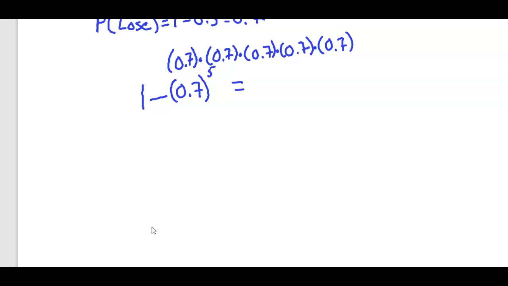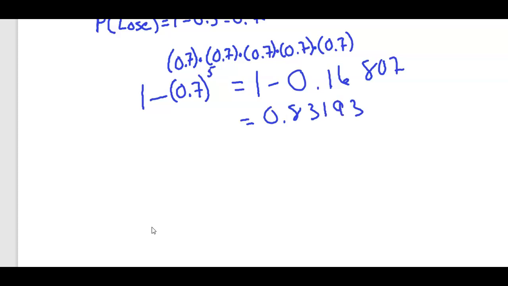So if I take 0.7 and I raise it to the 5th power, I get 0.16807. And if I do 1 minus that number, I get 0.83193. And if I round that to 4 decimal places, it'll be 0.8319.